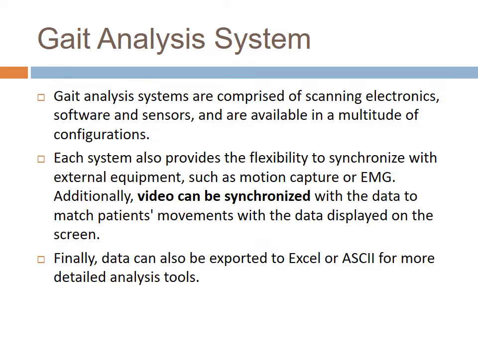Gait analysis systems are comprised of scanning electronics, software, and sensors and are available in a multitude of configurations. Each system also provides the flexibility to synchronize with external equipment such as motion capture or EMG. Additionally, video can be synchronized with the data to match patients' movements with the data displayed on the screen. Finally, data can also be exported to Excel or ASCII for more detailed analysis tools.